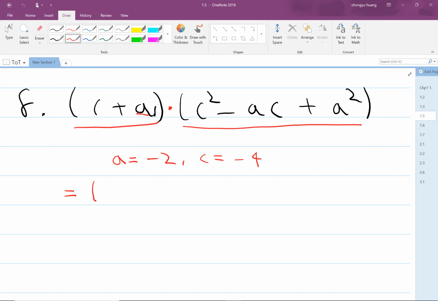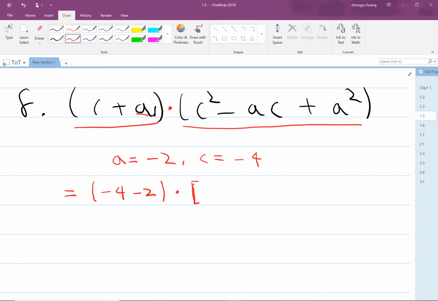Yeah, so let's plug in. Remember, C is negative 4, right? And then plus A. So it's going to be negative 4 minus 2, right? And then after that, the right hand side is a little bit more. A little bit more steps, right?